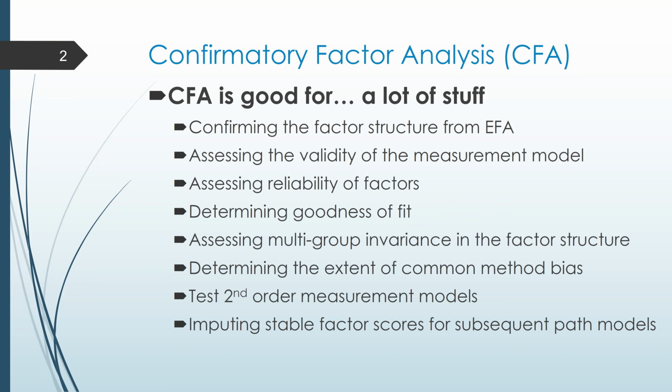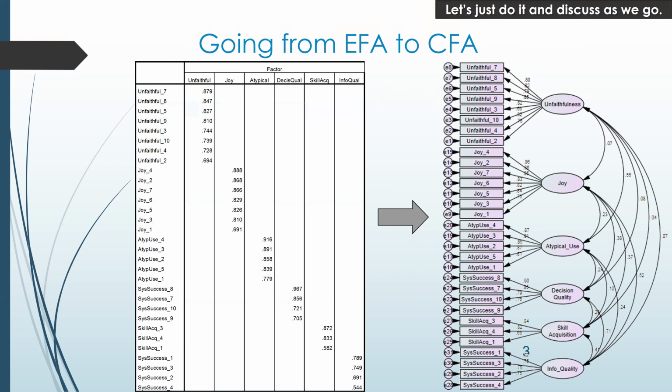You're going to check for multi-group invariance, which won't make any sense until we do it. You're going to look to see if there's anything biasing your data. You can test second-order models. You can create factor scores like we almost did yesterday in EFA. Tons of stuff you can do in the CFA, and so it takes some time.